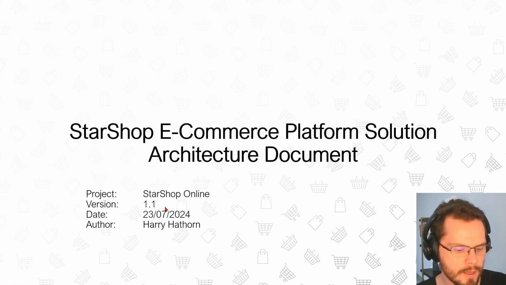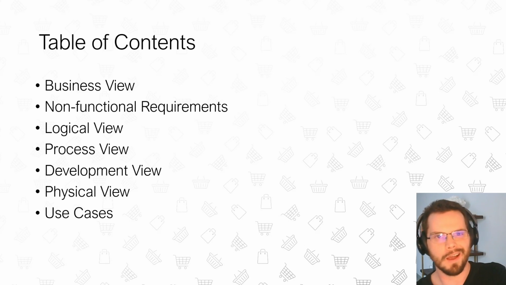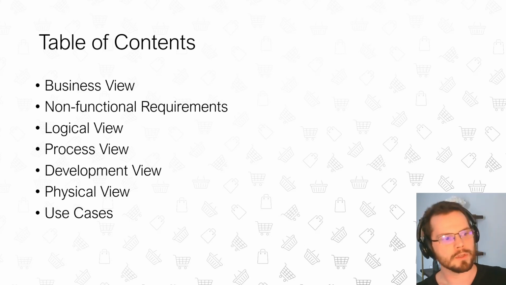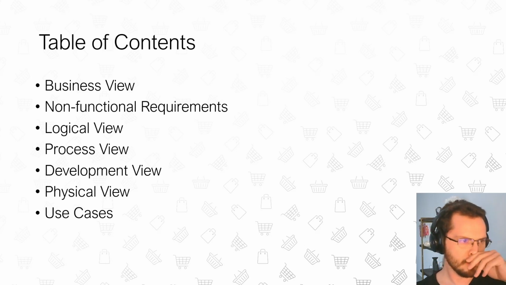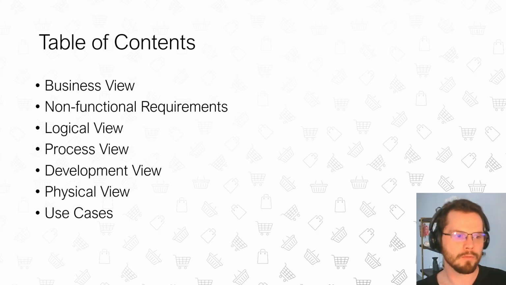So jumping right in, we're going to see different views. This is actually largely based on something called the 4+1 logical view of system architecture. The 4 being business view, logic view, process view, development view. Sorry, actually it should be logical view, process view, development view, and physical view. I've added in business view here and non-functional requirements, but the +1 is going to be the use cases.